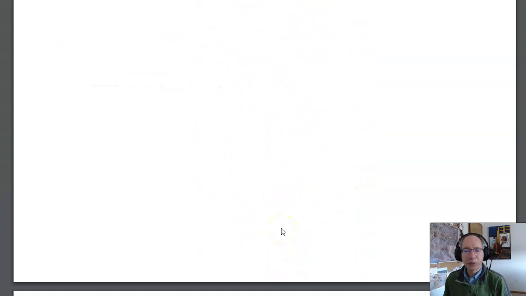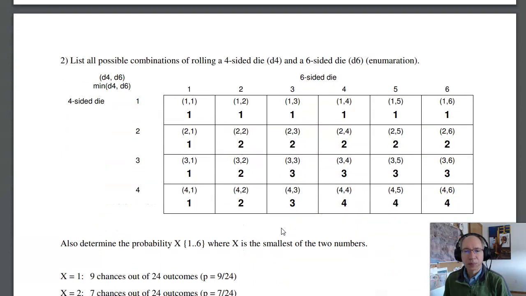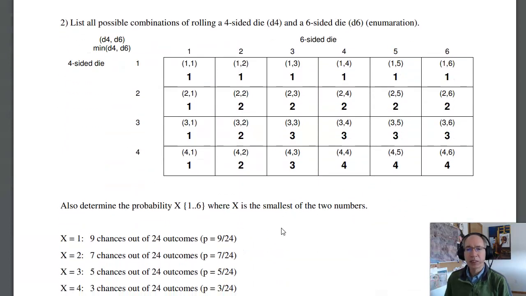Problem 2 is enumeration. If I roll a 4-sided die and a 6-sided die, and the smaller of the two numbers is my score, calculate the probability of scoring 1 point, 2 points, 3 points, and so on.